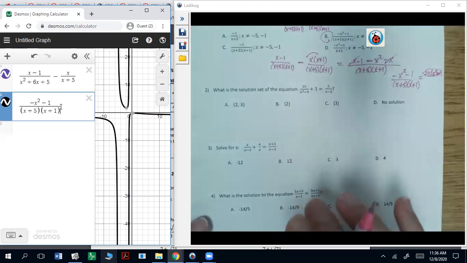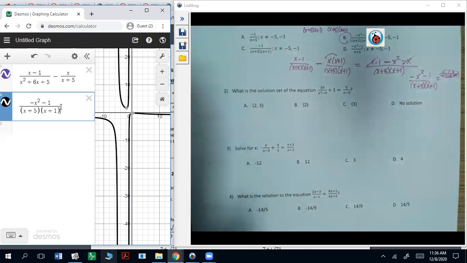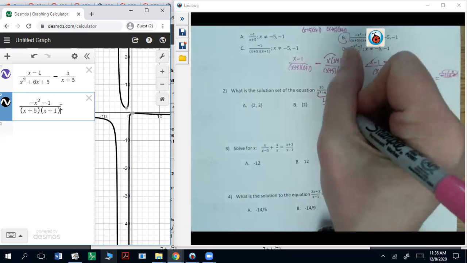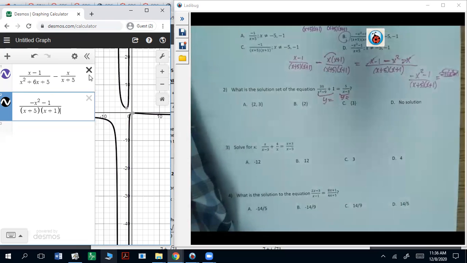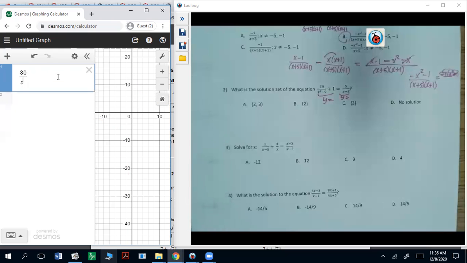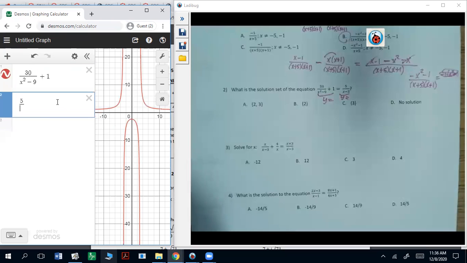So let's talk about solving. To be honest with you guys, these require a lot of hand steps, so I'm going to solve using the graph. Always put each side into your y and find where the graphs intersect. So we'll do the first one, 30 over x squared minus 9 plus 1. And you do 5 over x minus 3.